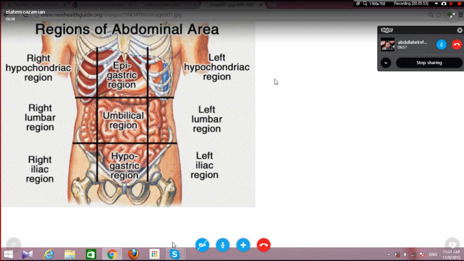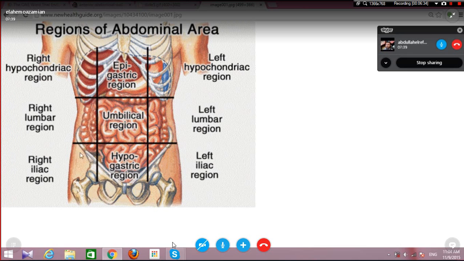So where is the attachment of inguinal ligament? It's from anterior superior iliac spine. Do you remember this? Anterior superior iliac spine, to the superior edge of pubic symphysis. So you should know attachment of inguinal ligament from anterior superior iliac spine to pubic symphysis. And mid-inguinal line is a line from middle of inguinal ligament. So you can draw either mid-inguinal on both sides or mid-clavicular on both sides. This is our vertical lines.